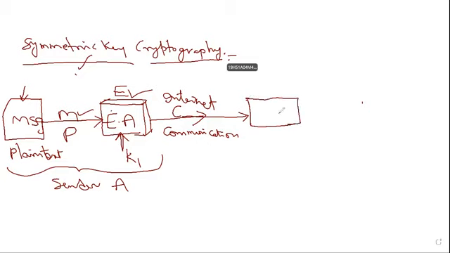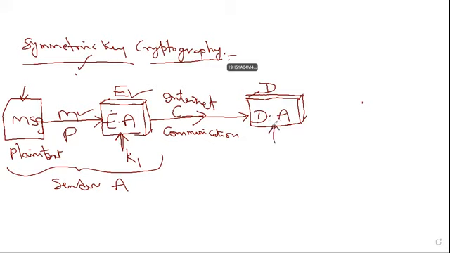Reverse operation of encryption. So you must conduct decryption operation on the received message by using decryption algorithm. Let us name it as D, decryption algorithm. So he uses decryption algorithm again.